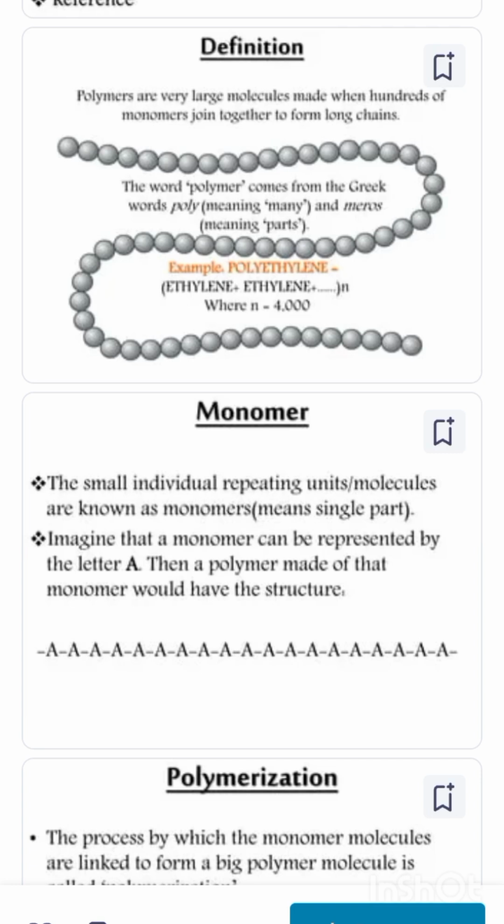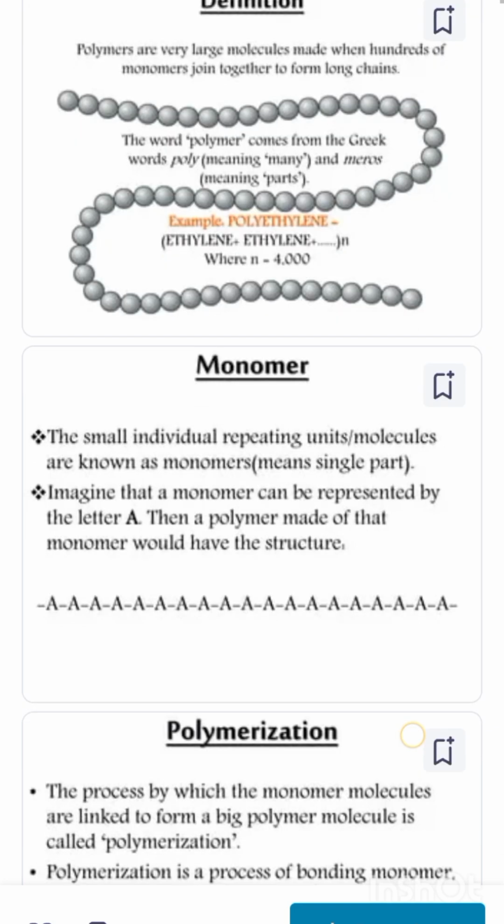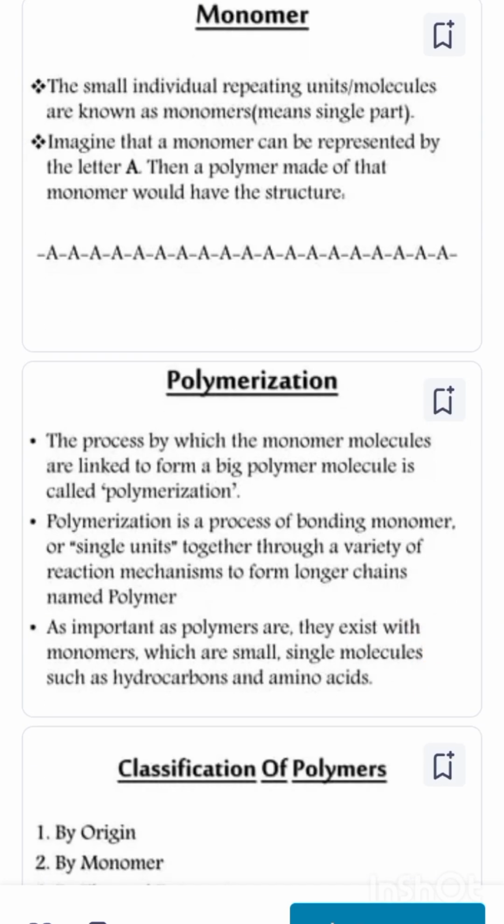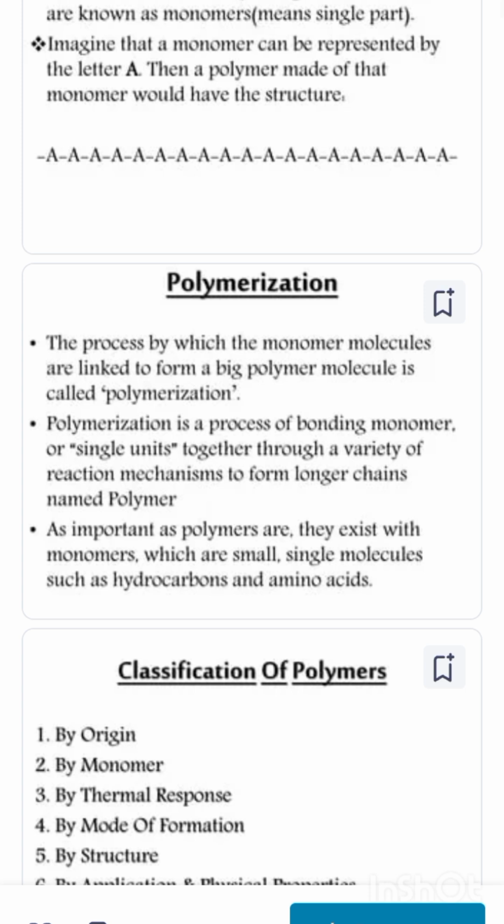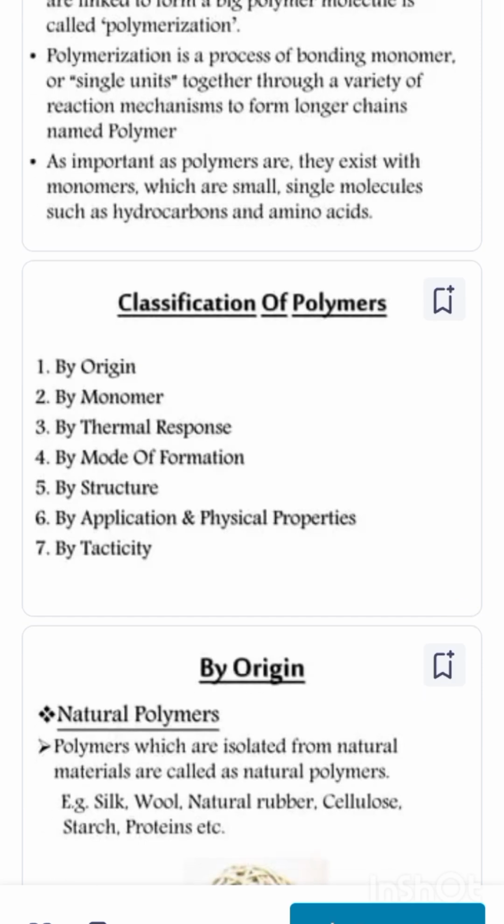Imagine that a monomer can be represented by the letter A, then a polymer made of that monomer would have the structure A-A-A-A. Polymerization: the process by which the monomer molecules are linked to form a big polymer molecule is called polymerization. Polymerization is a process of bonding monomer or single units together through a variety of reaction mechanisms to form longer chains named polymers. As important as polymers are, they exist with monomers, which are small single molecules such as hydrocarbons and amino acids.